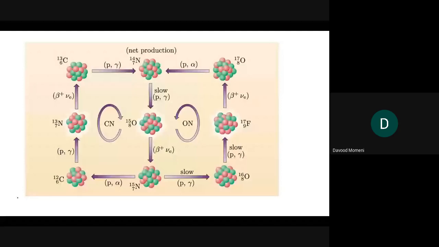Then, by emitting a gamma photon, it is transferred to nitrogen 13. Nitrogen 13 is a very unstable element, so beta plus decay will happen, and again you get the carbon 13. Each cycle, on the right or the left, will help the whole process of the PP chain nuclear reaction. And we are at the end, so I just want to summarize today's lecture.